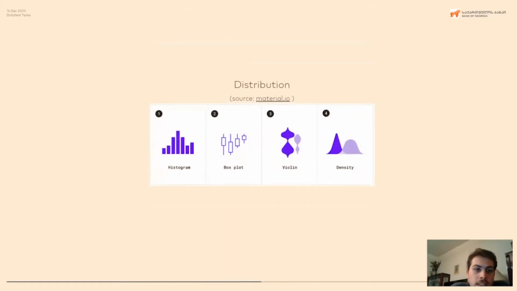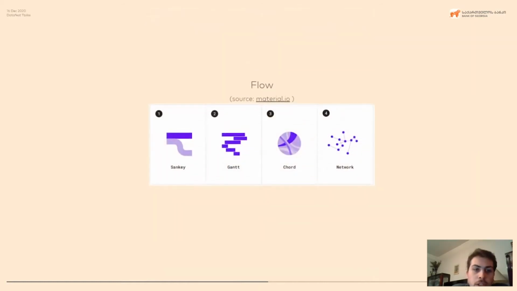Again, in statistical analysis, understanding data distribution is crucial. For this, you can use histogram, box plot, violin, or density plots, which are quite often used, and many libraries support them. And for the following two, flow and relationship visualization, they are less popular, but really beautiful graphs.